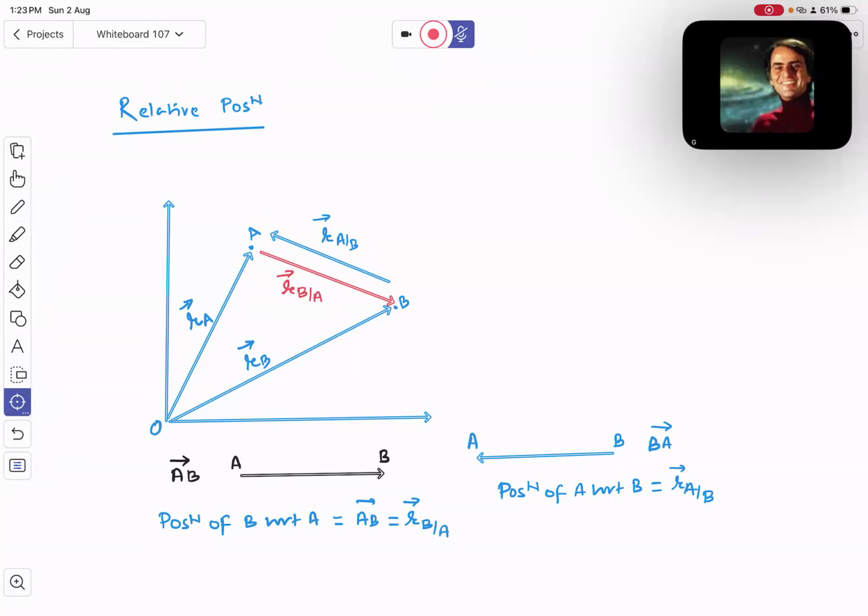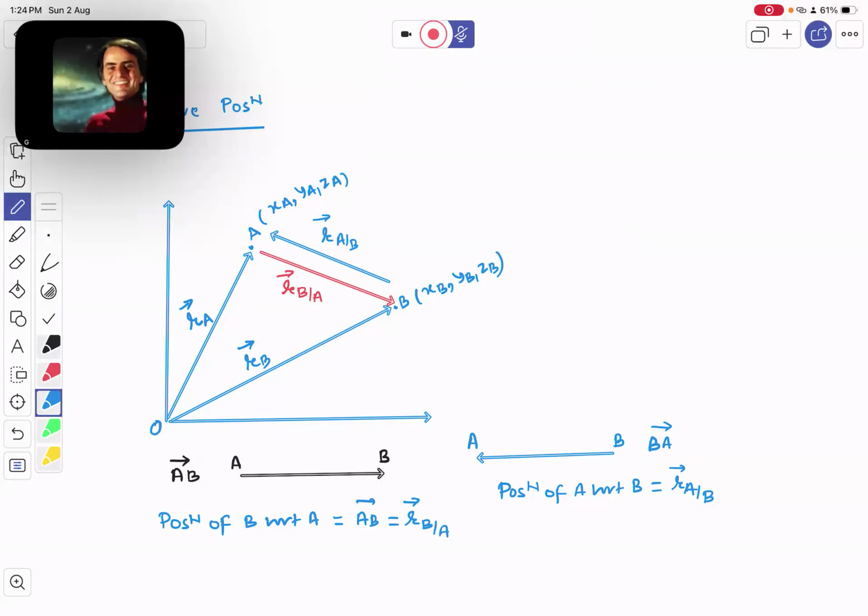Now, in case I happen to know the positions of A and B, how might we know them? Suppose I give you the coordinates of the point A, XA, YA, ZA, and the coordinates of the point B, XB, YB, ZB. In such a case, we know how to write the position vector of A, which is RA. That will be XA i cap plus YA j cap plus ZA k cap. The position vector of B, the same way, is XB i cap plus YB j cap plus ZB k cap.